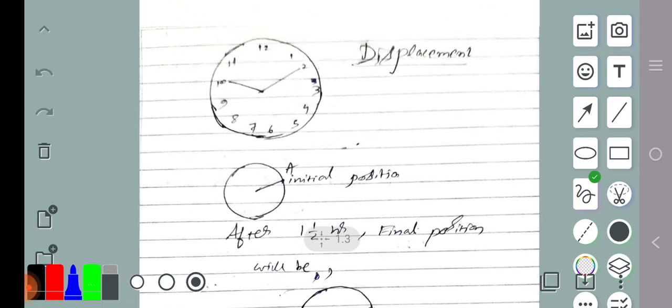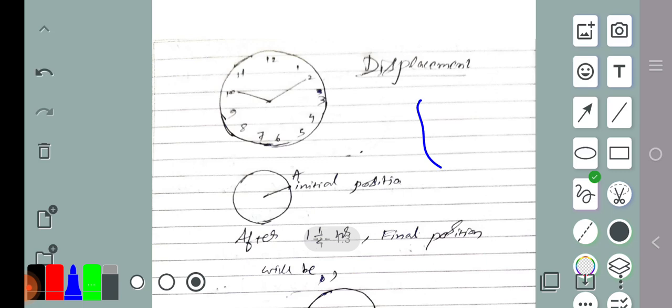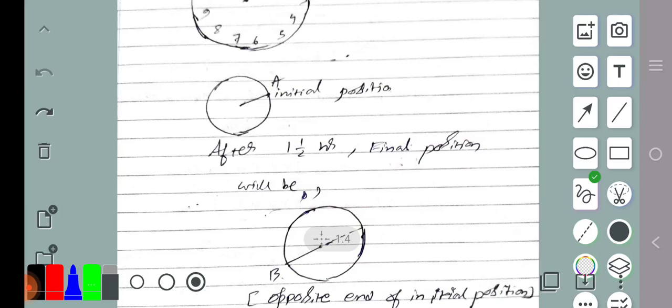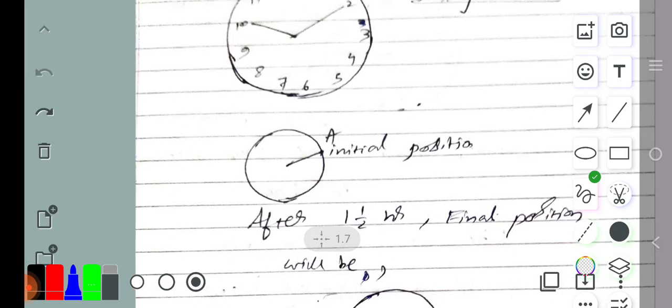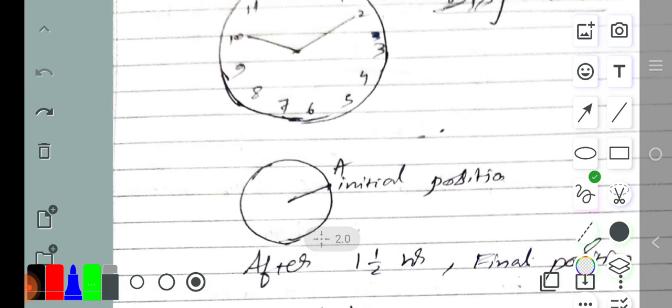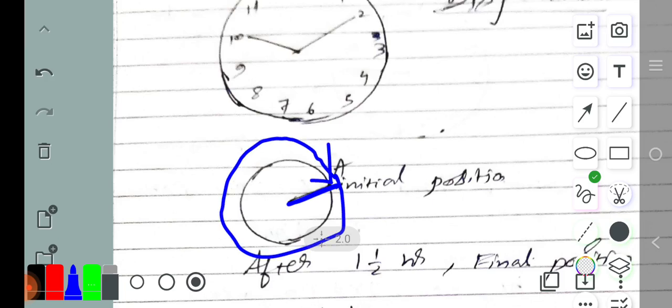Yes, now see, they are asking for the displacement. See, the initial position of the minute hand. We know that displacement is final position minus initial position. If this is the initial position of the minute hand, after rotating clockwise for 1 hour, the final position is this one only. After 1 hour, the final position and the initial position are the same.